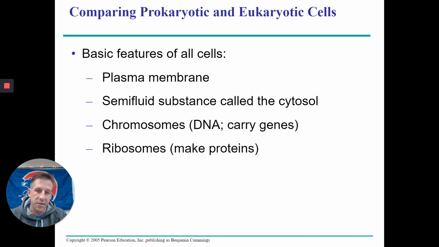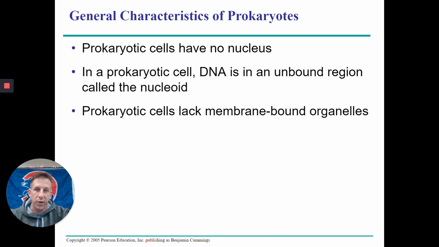Both types of cells have chromosomes or DNA that carry the genes. We'll talk a little bit about the difference between where those chromosomes are kept in prokaryotes versus eukaryotes, but they both do the same thing. They carry the instructions for those particular cells, and both have ribosomes, which make proteins for the cell. Okay, so those are the commonalities between both prokaryotes and eukaryotes.